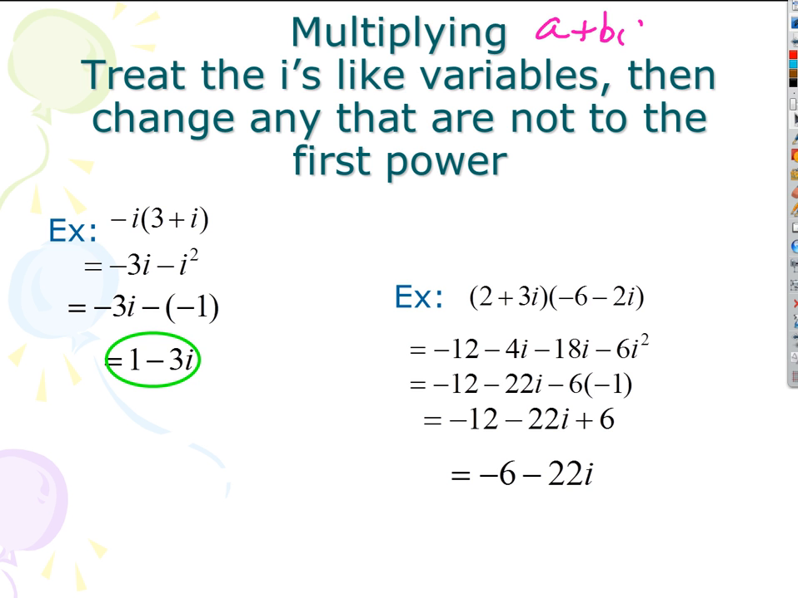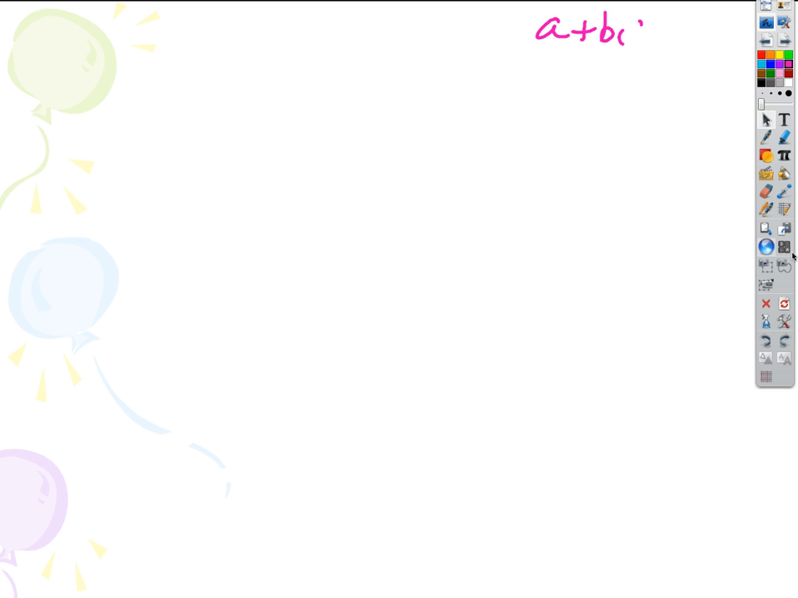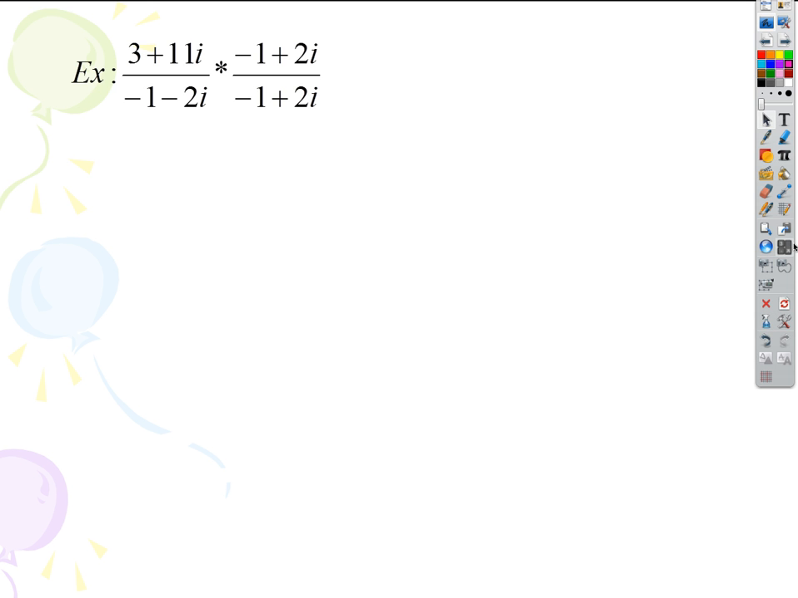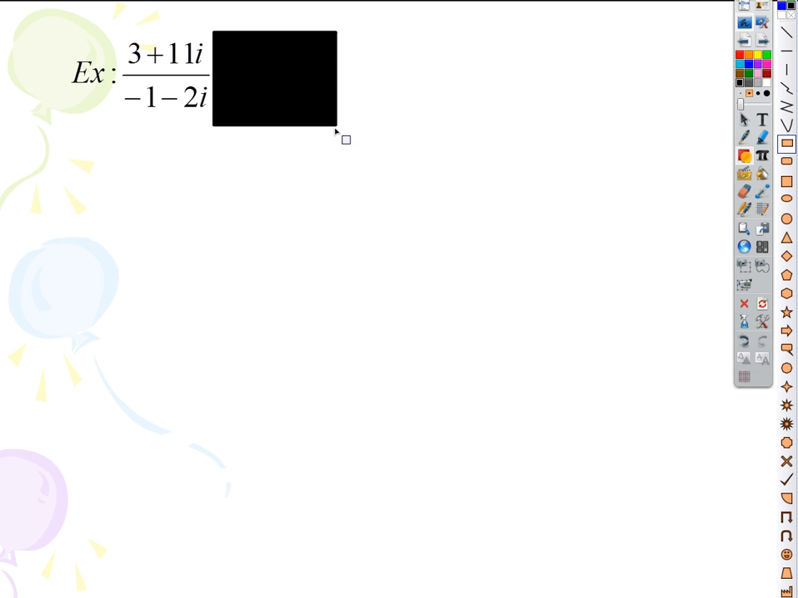Okay, very simple. Now, the one that's slightly harder but not that bad is dividing. Here's how I want you to think about dividing complex numbers. This makes it easy. First of all, here's the problem we're actually dealing with right there.